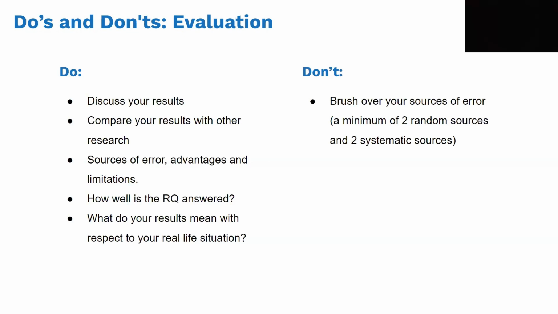As a rule of thumb, you should have a minimum of 2 random sources and 2 systematic sources of error. For your systematic sources of error, you should mention which way these sources of error will skew your data and why.